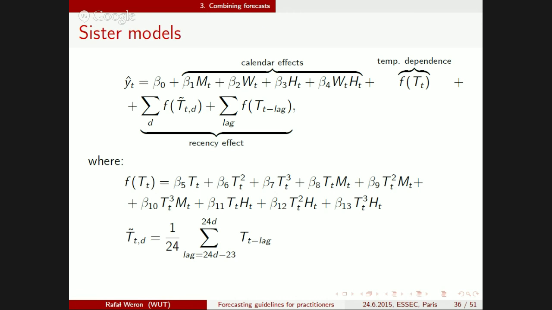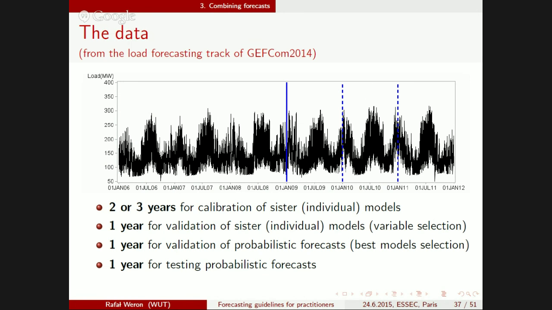For instance, only one particular hour, all 24 hours of the day, using a 2-year window or a 3-year calibration window, we get slightly different models. We use them to obtain the sister forecasts, and now what we are going to do is combine them to obtain probabilistic forecasts using this quantile regression averaging technique.